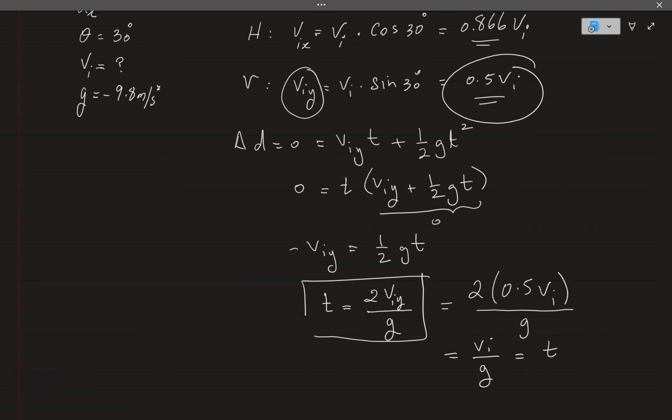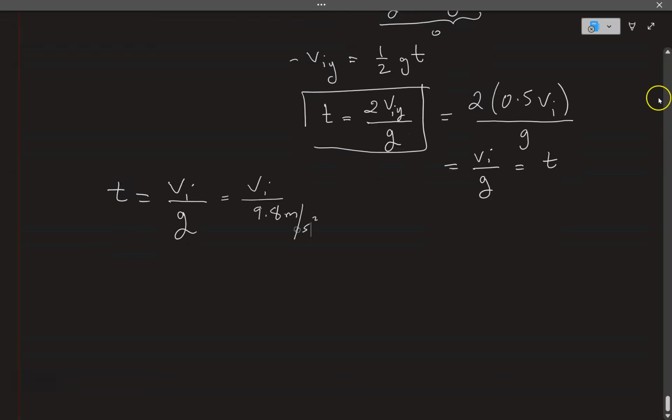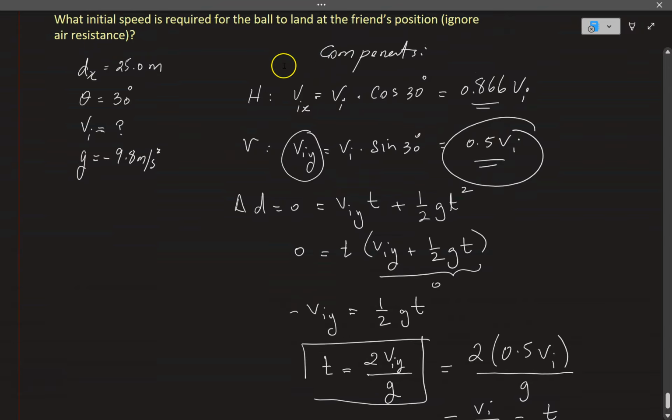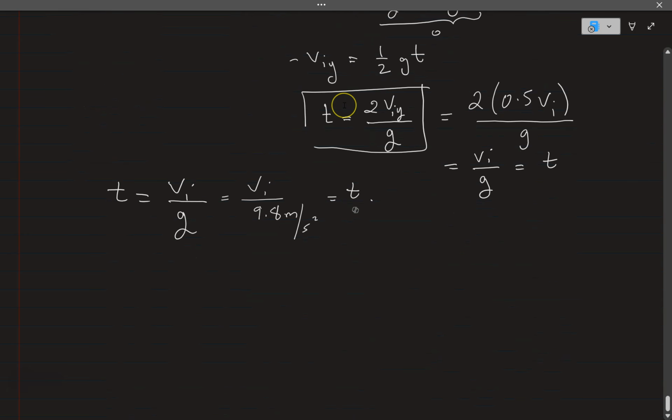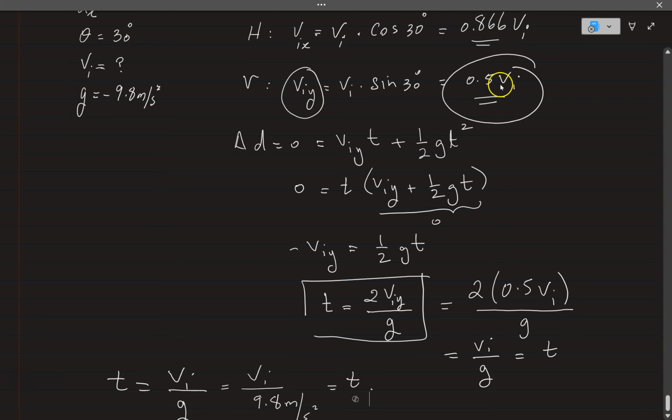2 times 0.5 is 1, by the way. 1 times VI is VI. All right, so let me write this. T is equal to VI divided by G. All right, so that's what we have. That's for your time. Now that we have the time, using the horizontal distance and horizontal velocity, we can figure out what VIX is. So VIX, which we already know, is 0.866 VI.